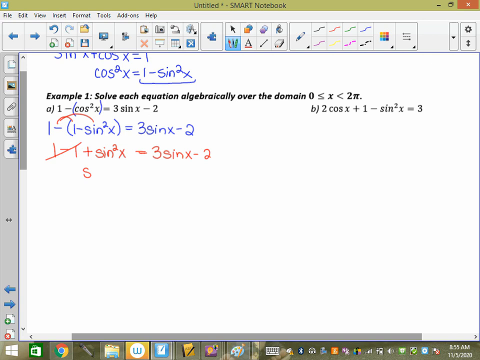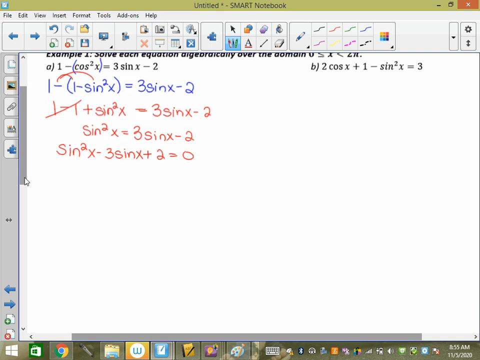And so now I have sine squared x equals 3 sine x minus 2. What do I have to do next? I have a squared, so I have to move everything to one side, set equal to 0, every single time. So I'm going to subtract them over, and I get sine squared x minus 3 sine x plus 2 equals 0.